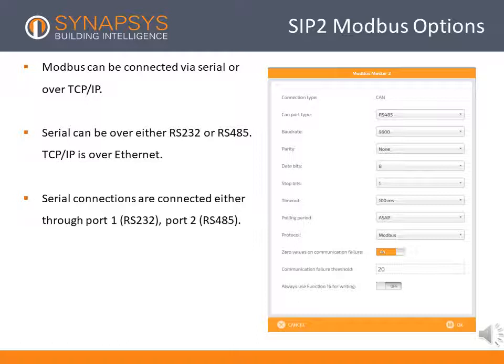Zero values on comms failure defines what happens to data when a SIP2 fails to get a response from a slave. When a slave is no longer available, when this is off, the SIP will hold the last known reading. When it is on, it will set all values from this slave to 0. The communication failure threshold defines the number of messages the SIP2 failed to get a response from before defining a certain slave as a failed device.